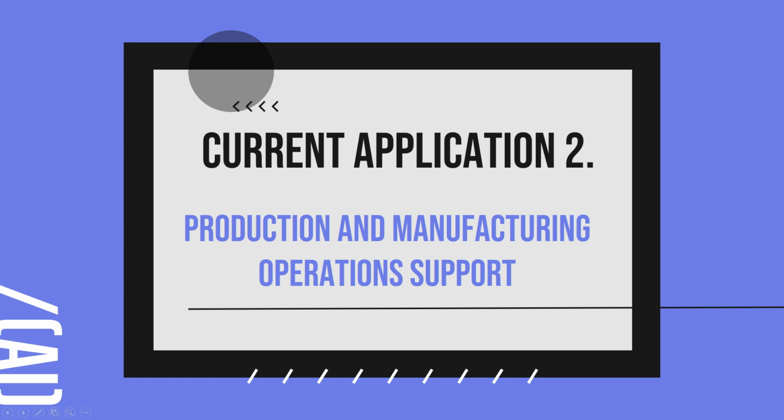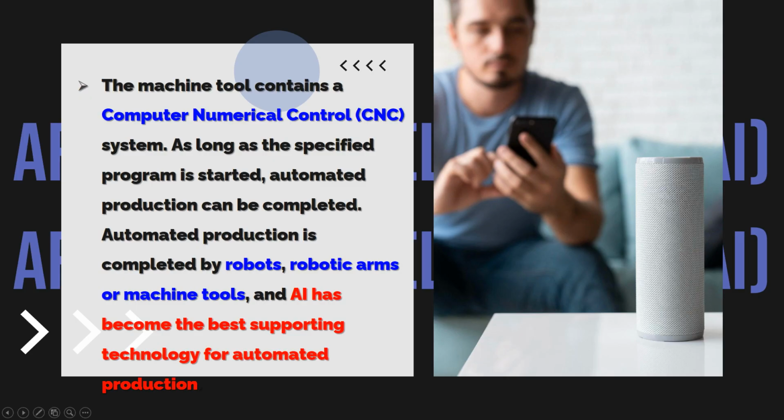And the second application is about production and manufacturing operation support. There's a machine tool called the CNC. Okay, CNC means computer numerical control system. So during university, such as in the information system department, they will take courses like numerical analysis, right? So this CNC is very important because once the specific program is started, the automated production can be completed by robots. Okay, robotic arms or machine tools.